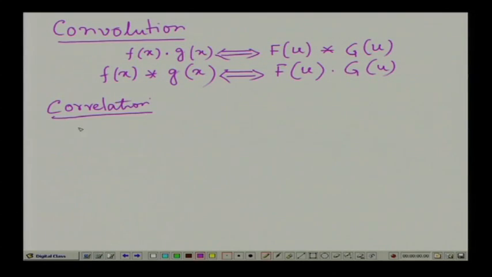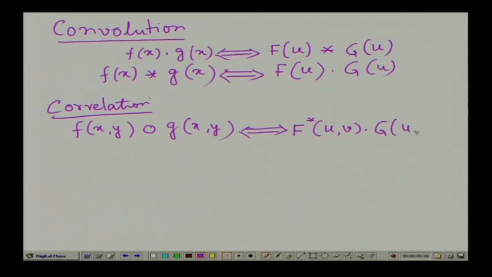The correlation property says that if we have two signals, say f(x,y) and g(x,y), so now we are taking two dimensional signals, and if I take the correlation of these two signals f(x,y) and g(x,y), in the frequency domain this will be equivalent to the multiplication F star(u,v), where this star indicates the complex conjugate, into G(u,v).